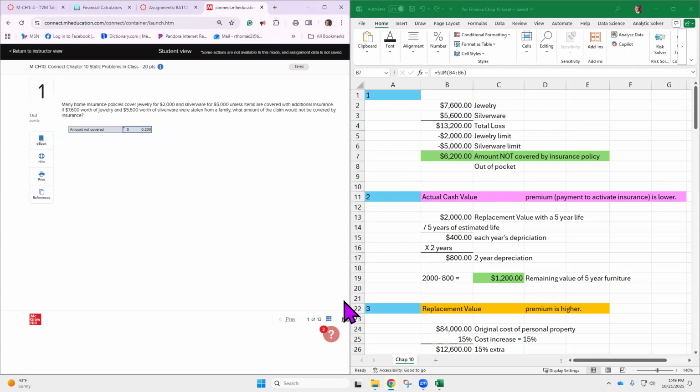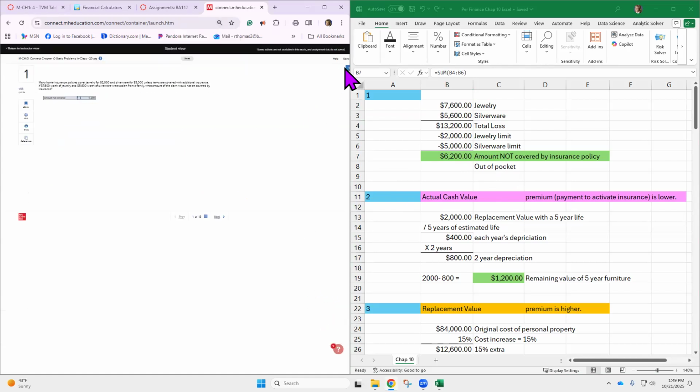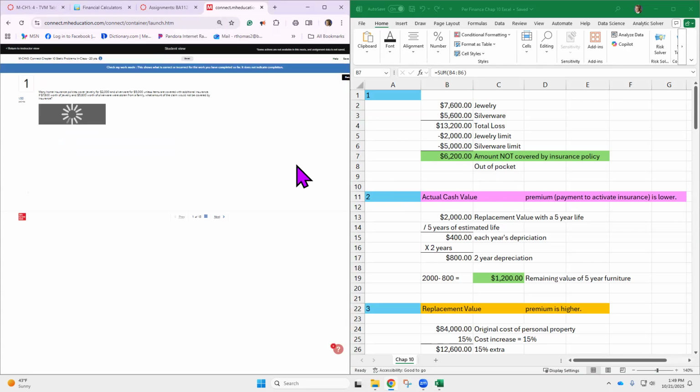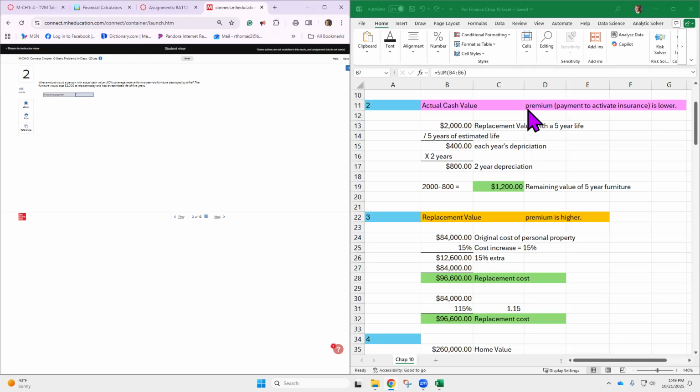You say, how do you keep that from happening? Well, you look at your policy and up the amounts of the limit, but you will probably pay more for your policy. When you pay for a policy, it's called a premium. It's the price, the payment to activate insurance. Premium, payment to activate insurance.